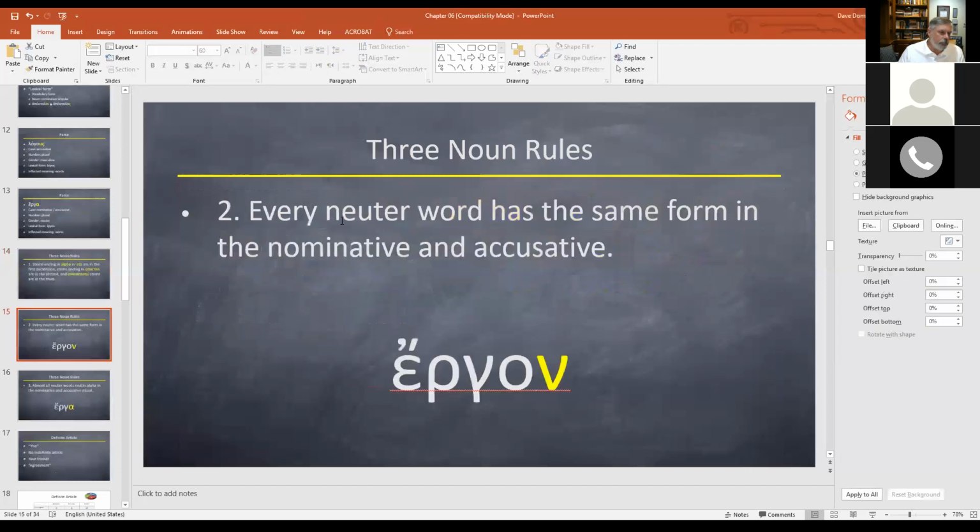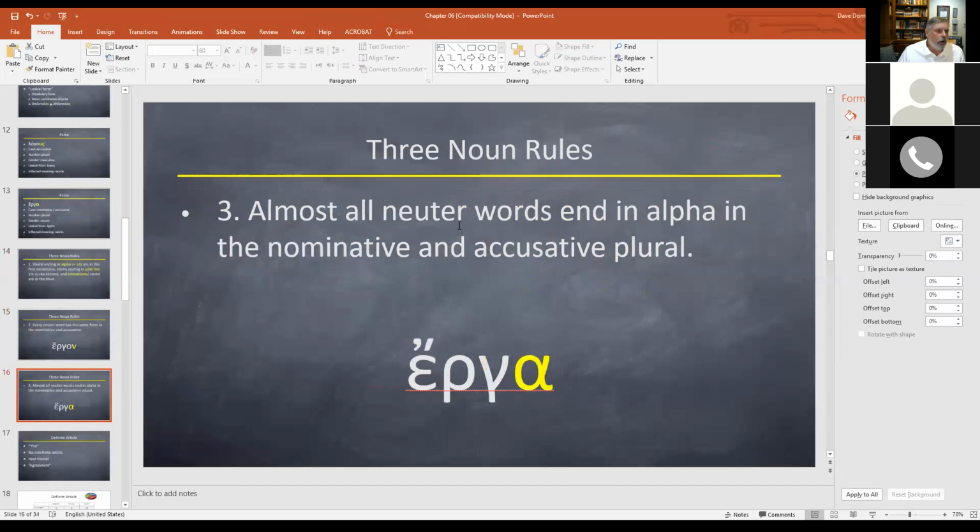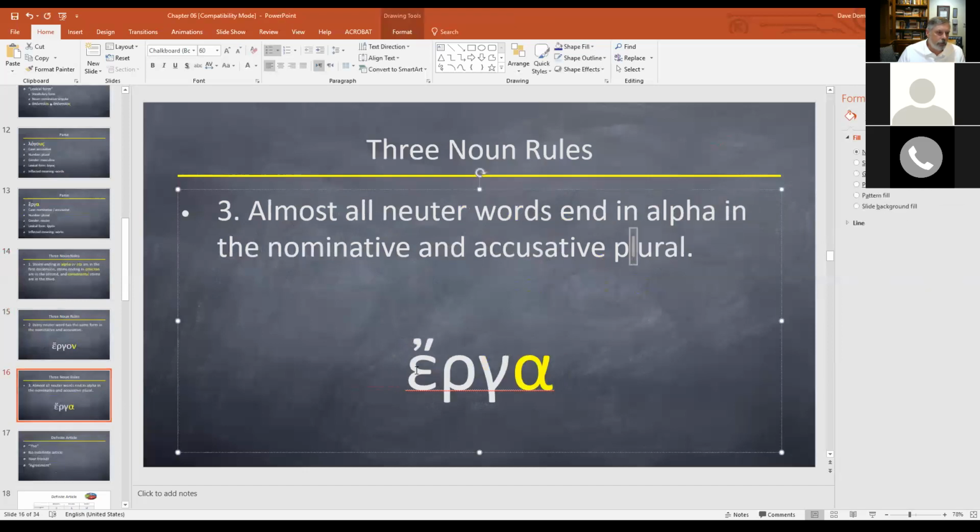Okay, so the noun rules are emphasized here. Second rule: every neuter word has the same form, same form like spelling, in the nominative and accusative. Well, that's ergon. Looking at it, I don't know if it's a subject, nominative, or the direct object, accusative. Not until I see it in a sentence and have other clues will I know. Okay, noun rule 3: all neuter words end in alpha in the nominative and accusative plural. Well, there we go. Erga. That is works, plural.